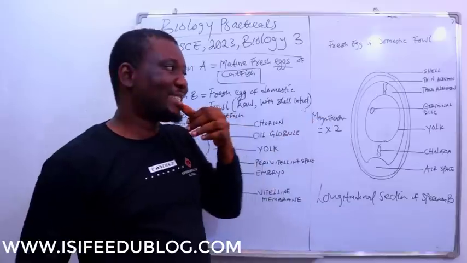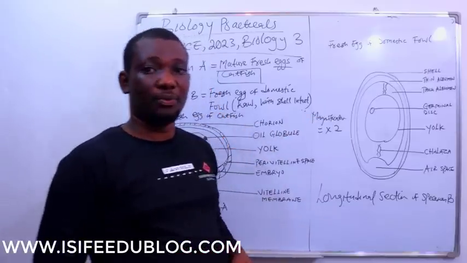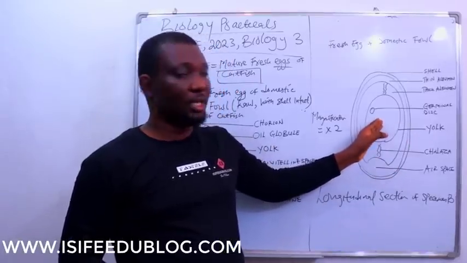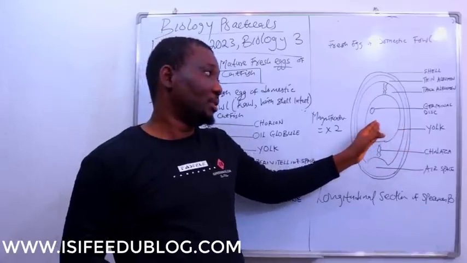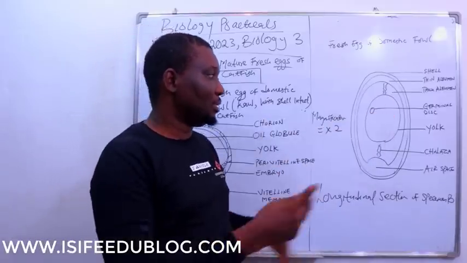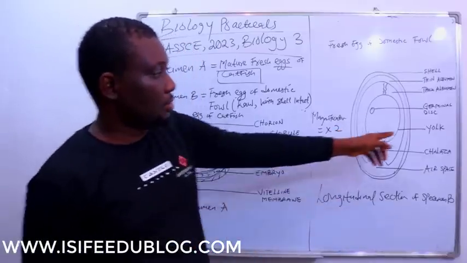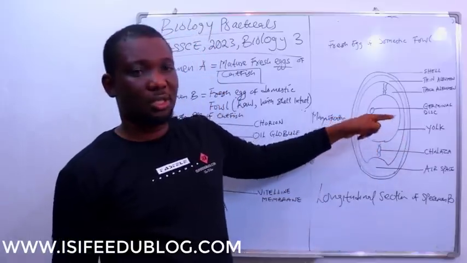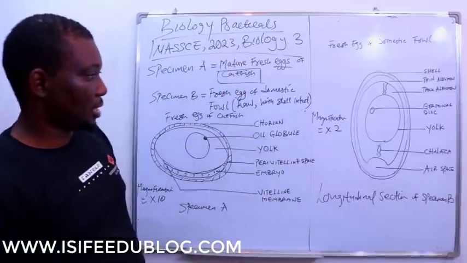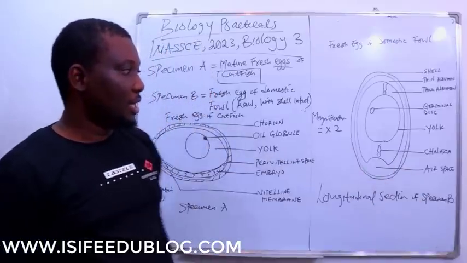The yolk contains 6 classes of food. So it is in the yolk that the young one, or the embryo, or the zygote survives before it reaches this stage. This yolk nourishes the embryo or the zygote, since it contains 6 classes of food. Okay, you have the chalaza here, and then you have the egg space.